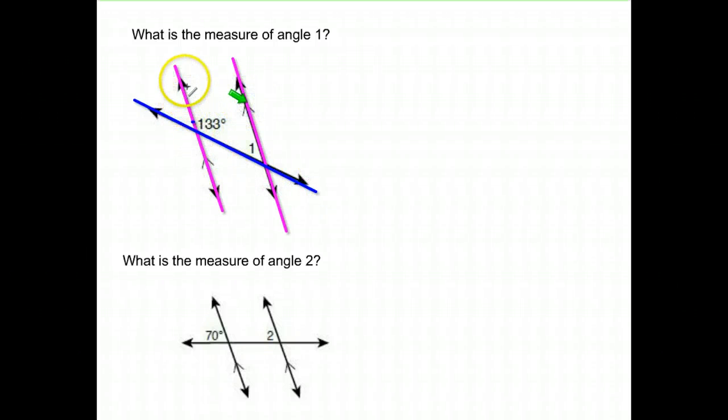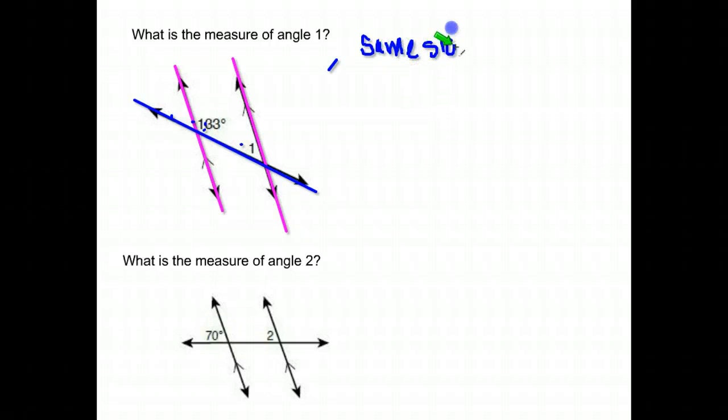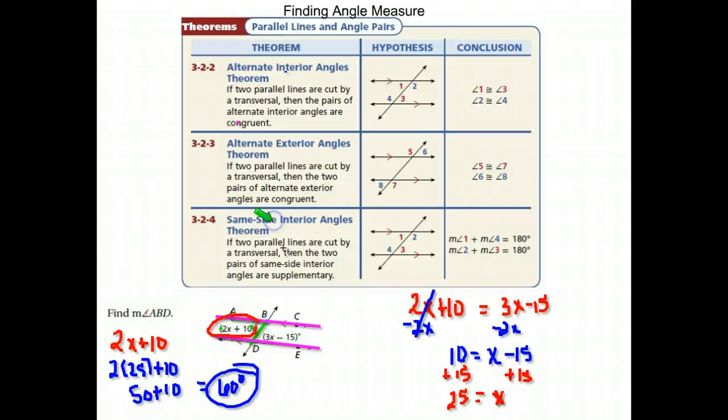Well, here's our pink parallel lines. The 133 angle and the angle 1 are inside, so they're interior angles. Then we just need to know, are they same side interior or alternate? Well, here's our transversal. Are they on the same side of the transversal or opposite sides? They're both above the transversal, so they are same side interior. And what did our theorem say about same side interior? Same side interior are supplementary.